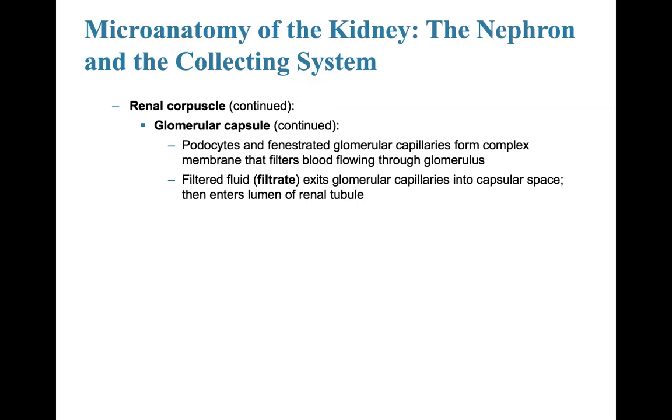The podocytes and the fenestrated glomerular capillaries will form a complex membrane that filters the blood flowing through the glomerulus. The filtered fluid, which is referred to as filtrate, exits the glomerular capillaries into the capsular space, and then it enters into the lumen of the renal tubule.